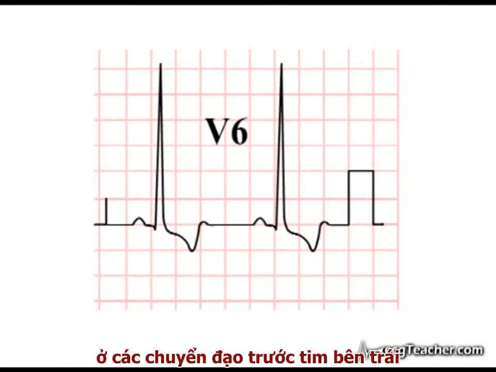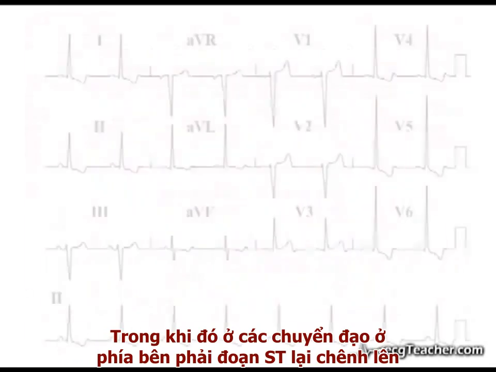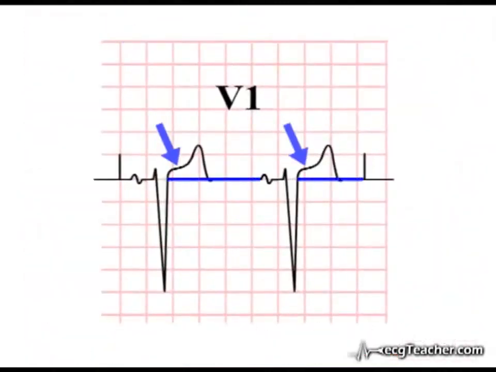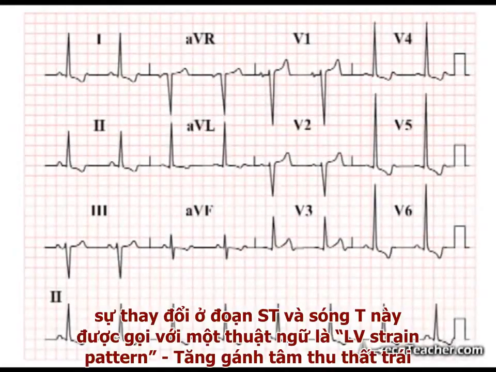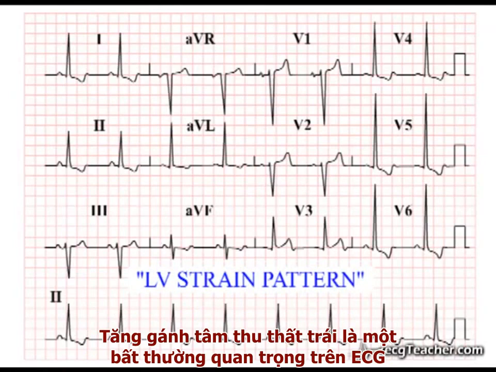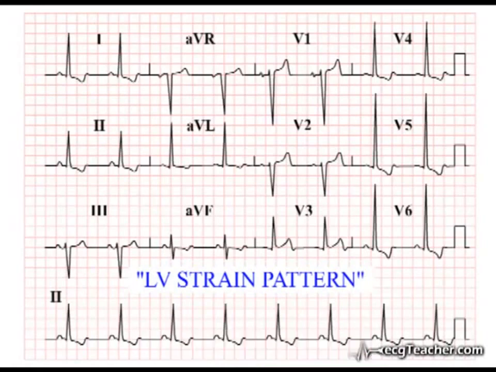segments. In the left-sided chest leads, illustrated here in V6, you can see that the ST segment is depressed below the isoelectric line, while in the right-sided chest leads, the ST segment is elevated. In the setting of LVH, these ST segment and T wave changes are referred to as an LV strain pattern. The LV strain pattern is an important ECG abnormality, seen in a proportion of cases of left ventricular hypertrophy.